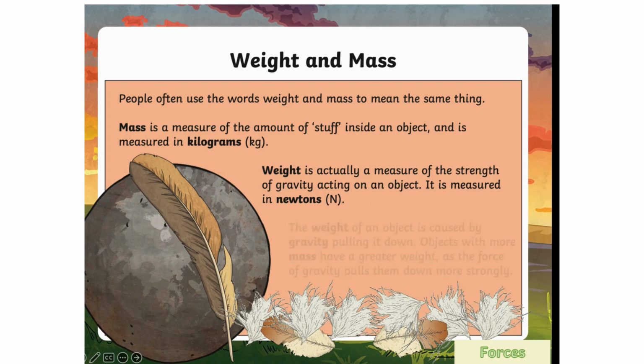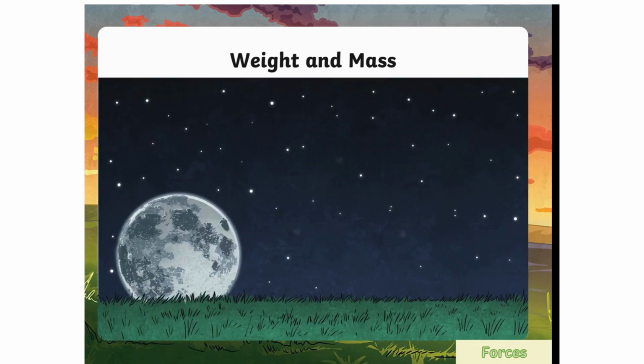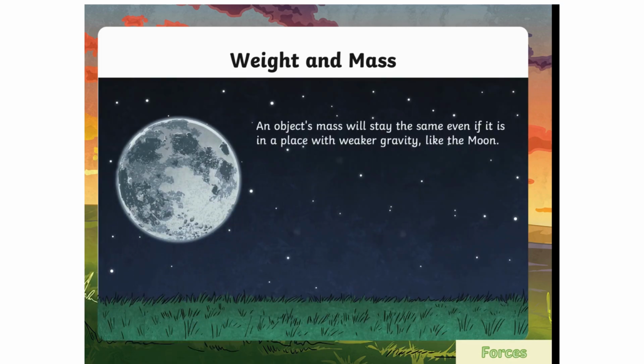Let's go ahead. The weight of an object is caused by gravity pulling it down. Objects with more mass have a greater weight as the force of gravity pulls them down more strongly. Now I'm sure you're trying to connect something here. Okay, good. Keep thinking. I love the way pondering is happening. Let's go next. Now, an object's mass will stay the same even if it is in a place with weaker gravity, like the moon.